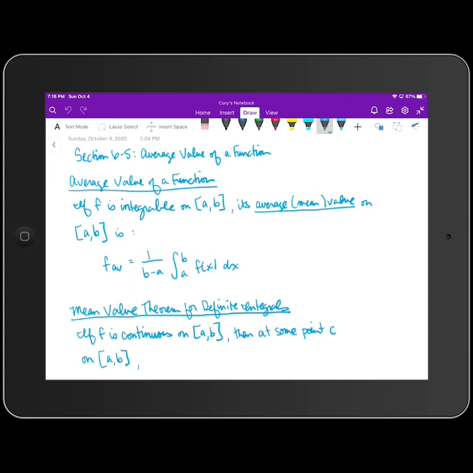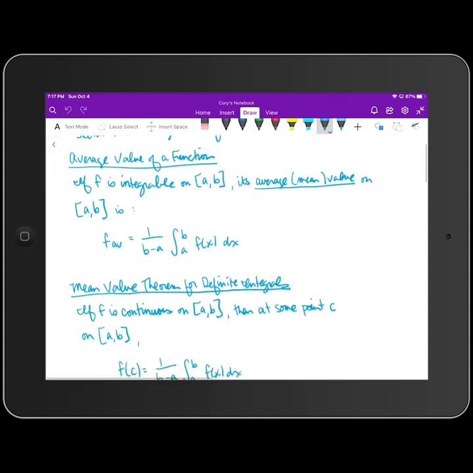Then its average or mean value on the closed interval from a to b is given by this equation, okay? So f sub av, the average value of f, is going to be 1 over b minus a. So we're taking 1 over the length of our interval from a to b of the integral from a to b of the function f of x, which we're integrating with respect to x. So the only new thing we're doing is we are dividing our integral by b minus a, or multiplying it by 1 over b minus a.